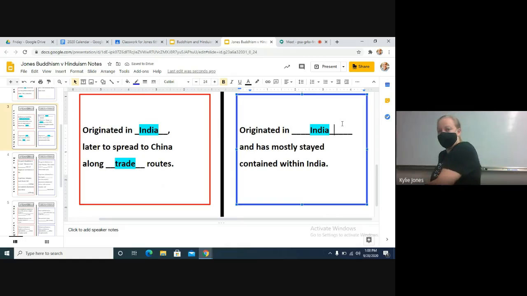My thing says originated in India and the rest of it's not on it. I don't have an answer. Scroll down. Yeah, I'm in that box where you're at. Did you delete it? I didn't. Okay, it's fine. Just put originated in India. It already says originated in India. Okay, then just leave it. Can I delete the line? Sure. I'm not gonna micromanage how you type your stuff.